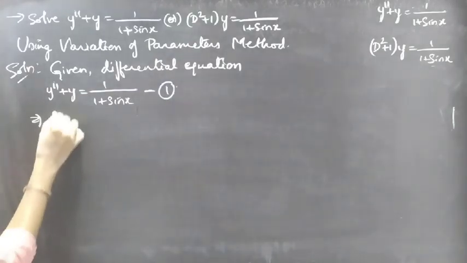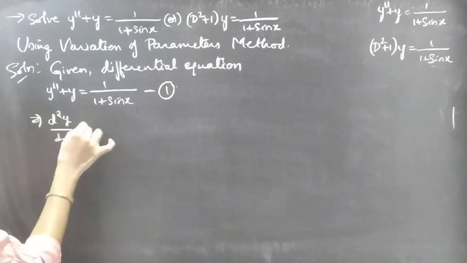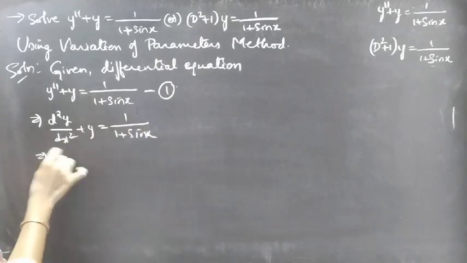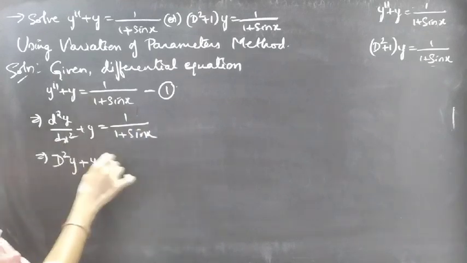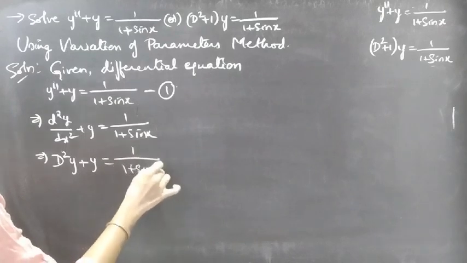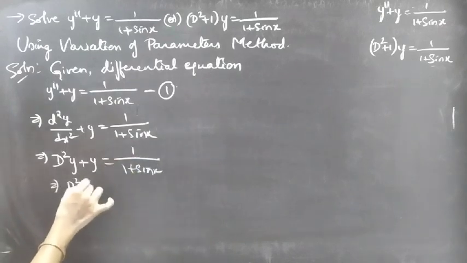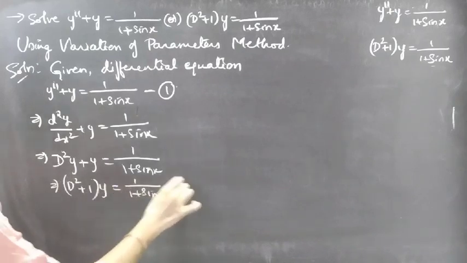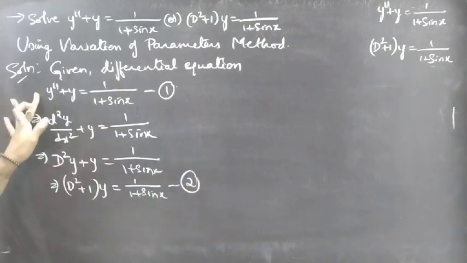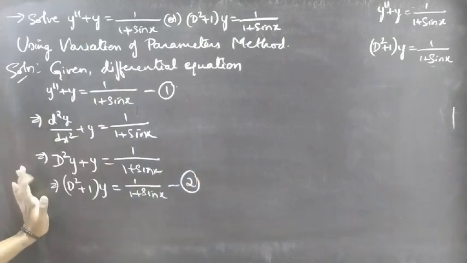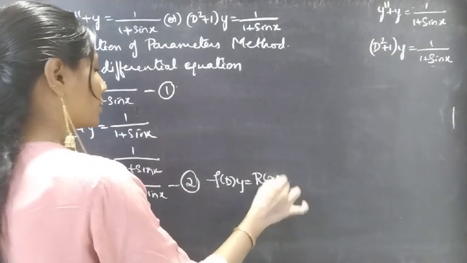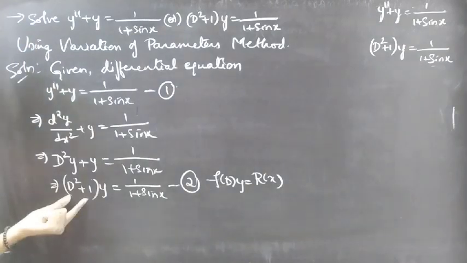We can write y double dash as d square y by dx square plus y equal to 1 by 1 plus sin x. Now we can write d square y by dx square as capital D square y plus y equal to 1 by 1 plus sin x. Now take y common from the two terms of LHS. We'll get D square plus 1 into y equal to 1 by 1 plus sin x, which is in operator form. Equation 1 in operator form is equation 2. F of D into y equal to R of x, or a function of x, where F of D is D square plus 1 and R of x is 1 by 1 plus sin x.